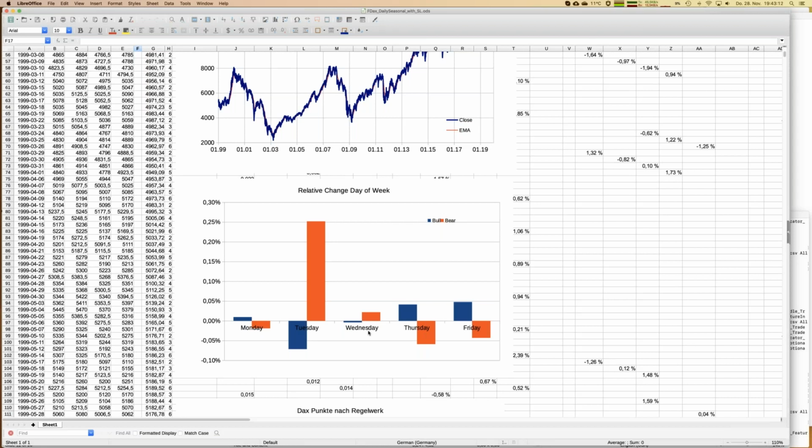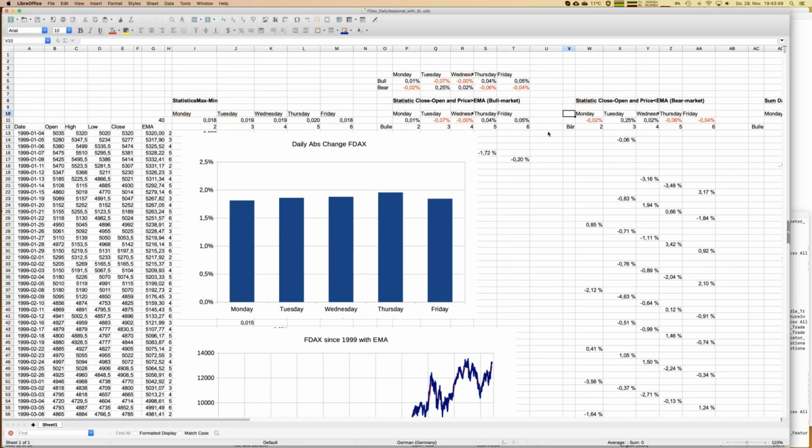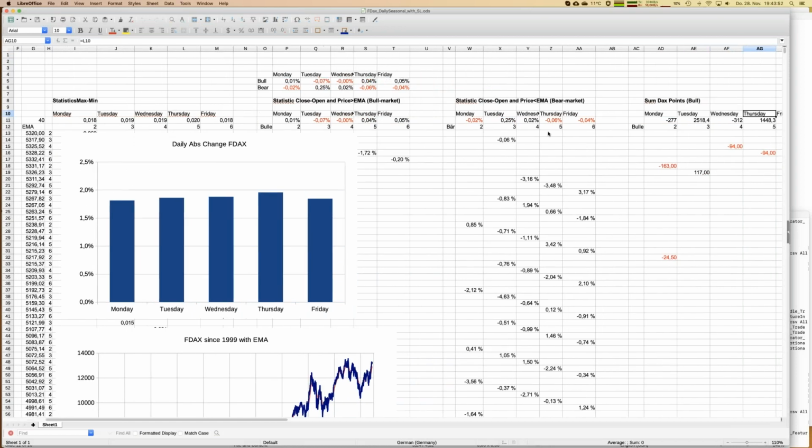Okay, you might think, and that's correct, maybe we should not trade the Wednesday at all because the sum is quite small, and the same is true for the Monday, at least for the bull situation. I haven't taken that into consideration, but to keep it quite easy, I still trade the Wednesday short being in a bull market, meaning that my open is above the EMA. There I go long.